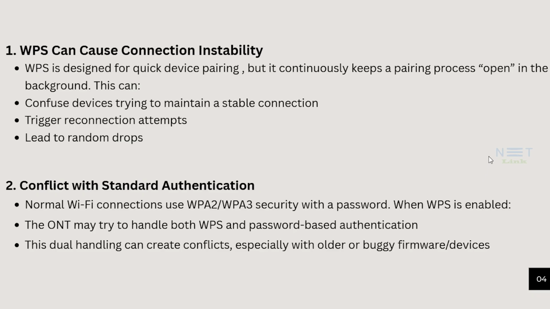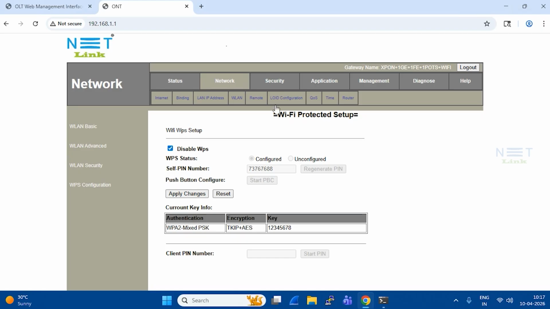First, WPS can cause connection instability. It is designed for quick pairing, but it continuously keeps the pairing process open in the background. This can confuse devices and trigger reconnection attempts, leading to random drops. Second, conflict with standard authentication. Normal Wi-Fi uses WPA2/WPA3 with password. When WPS is enabled, the ONT tries to handle both WPS and password-based authentication, which can create conflicts, especially in older or buggy firmware. So disable WPS and apply changes.